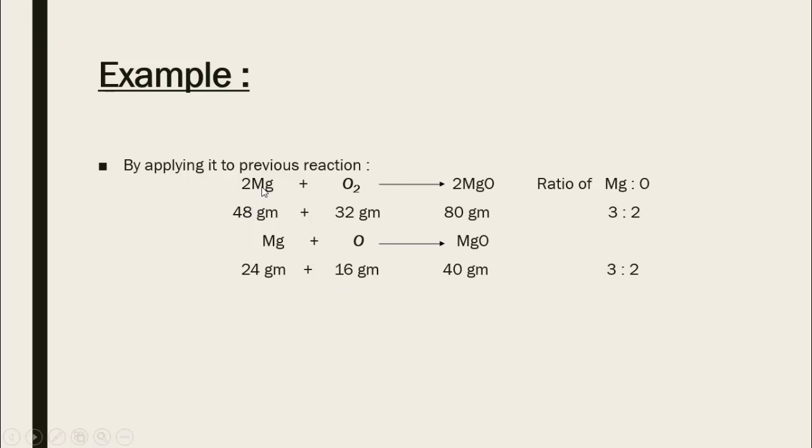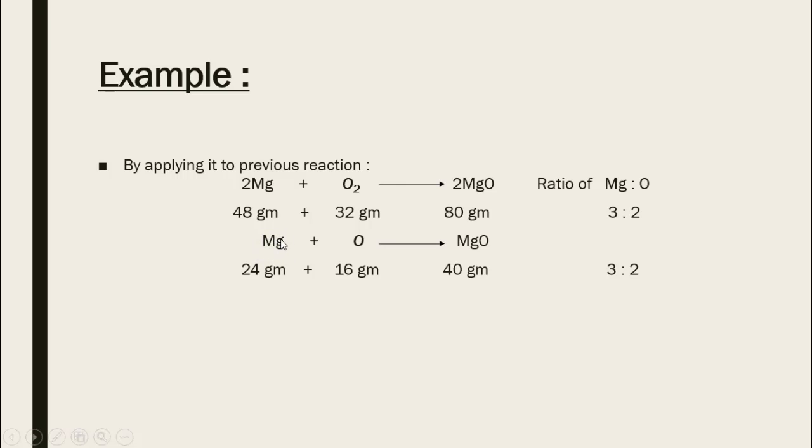Here, if I have 2 magnesium atoms and 2 atoms of oxygen, the total mass of magnesium is 48 grams, and the total mass of the 2 atoms of oxygen is 32 grams. It produces 80 grams of magnesium oxide. By simplifying these 2 numbers, 48 and 32, we find that the ratio of magnesium to oxygen in magnesium oxide is 3:2.